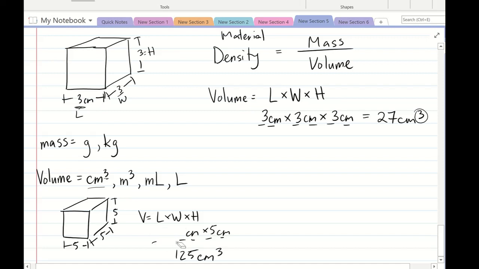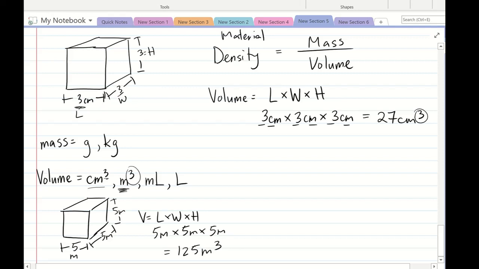Now, how do we get cubic meters? Imagine we're looking at a really big object. Instead of 5 centimeters, let's say it was 5 meters on all sides. Again, same thing: 5 meters times 5 meters times 5 meters gives us 125 cubic meters. So that's where we get that 3 from.